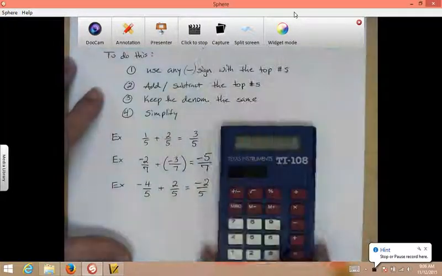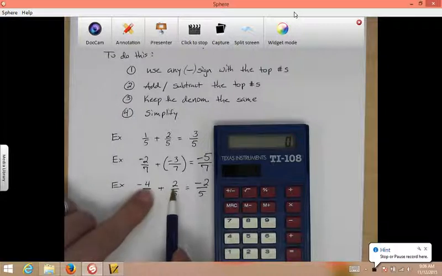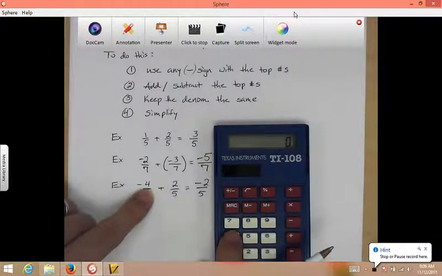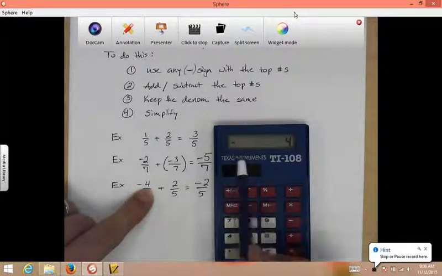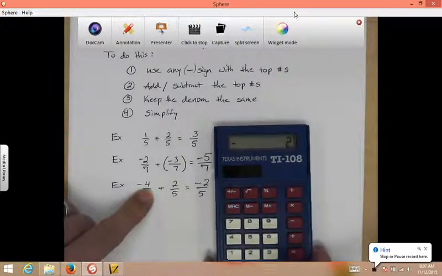Alternatively, in your calculator, denominator is the same, but for this top part, -4 plus 2, well, we type it in, first hit the integer 4, and then make it negative. Your calculator now says -4 plus 2 equals, and we get -2 as the answer. Same thing.